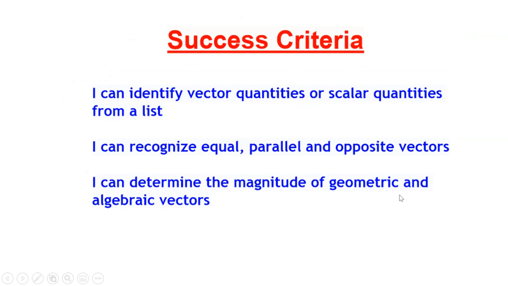Okay, so we're going to finish up the first class of vectors by just going through these success criteria. You can identify vector quantities and scalar quantities. You know the difference between them both. You can recognize when they're equal, when they're parallel, when they're opposite, and you can determine the magnitude of geometric and algebraic vectors. So that is what that is all about.